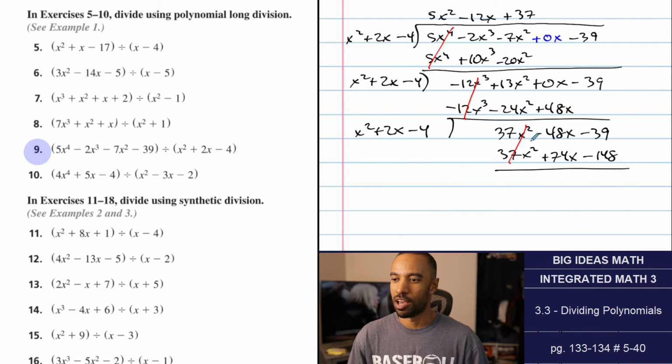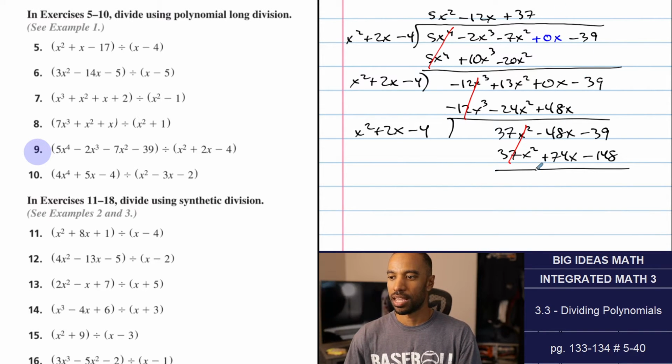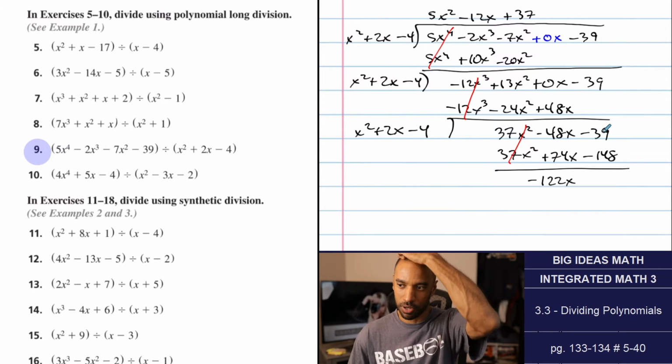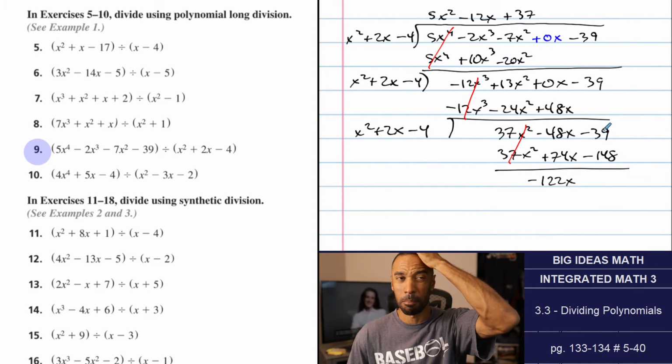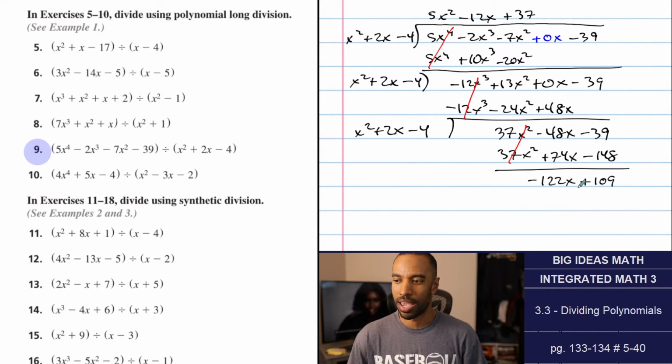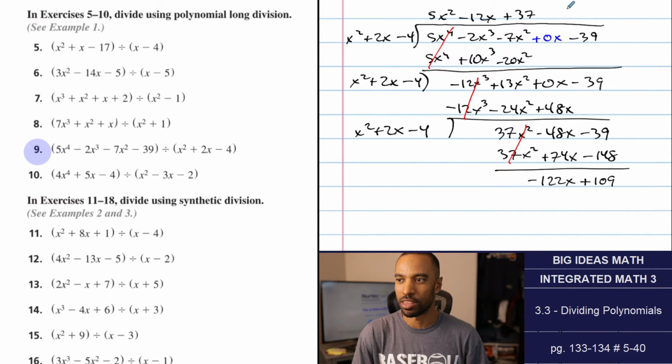As a result of this canceling and then subtracting, negative 48 minus 74 is negative 122. And then, remember, this is going to be addition, negative 39 plus 148. So 148 minus 39 is the way I can say that. Is that 109? So plus 109, I believe there. Now, this is the remainder because this has an x squared. So let me write this one down below.